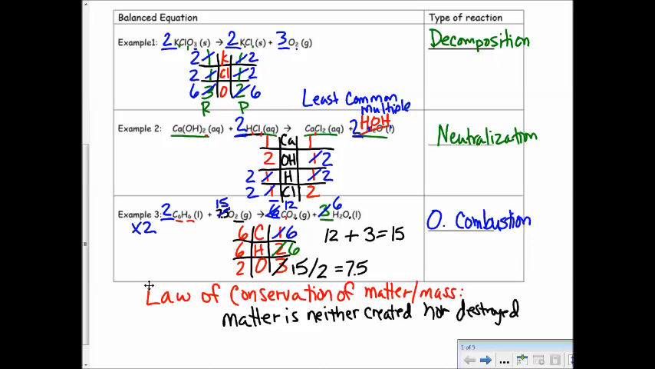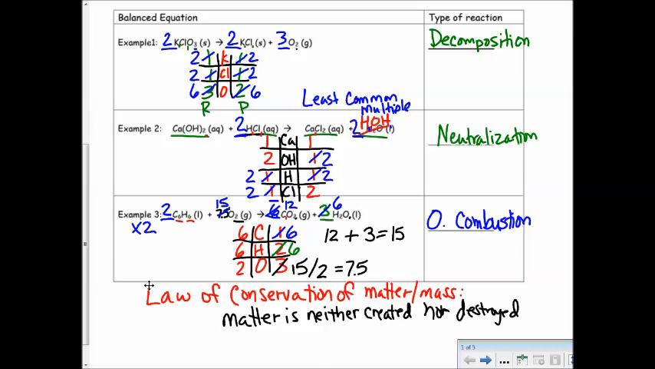So that's the little trick at the end. If you get an odd number, you need to multiply everybody by 2 at the end. If you got an even number for your oxygen, then you could stop. You could just divide that number by 2 and stick it in front of the O2. You wouldn't have to multiply everything out.